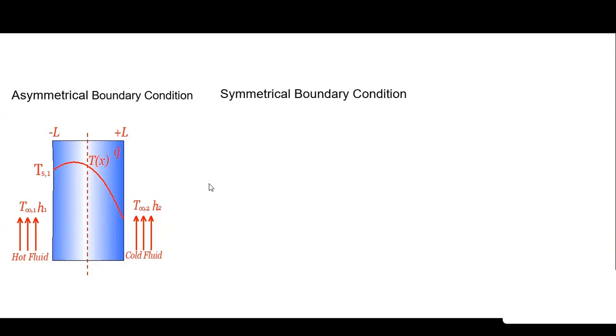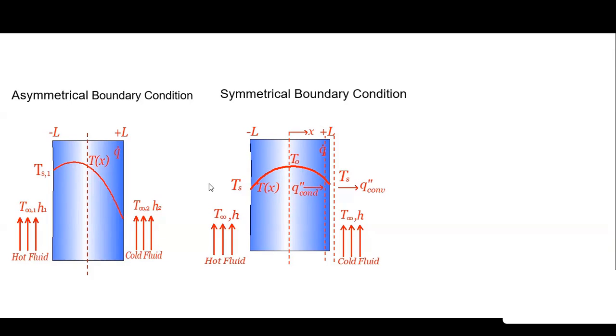Now for symmetrical cases, it's possible that this boundary condition can be more simplified. If we have the same fluid on both sides with the same heat transfer coefficient, or if the surfaces of the two sides of the wall are maintained at the same temperature, then it becomes symmetry. We know that when it is symmetry, at the center we get the maximum temperature, and we can use that as a boundary condition. So that is possible in symmetrical boundary condition.